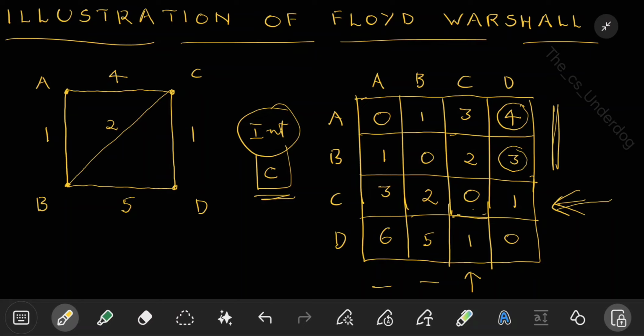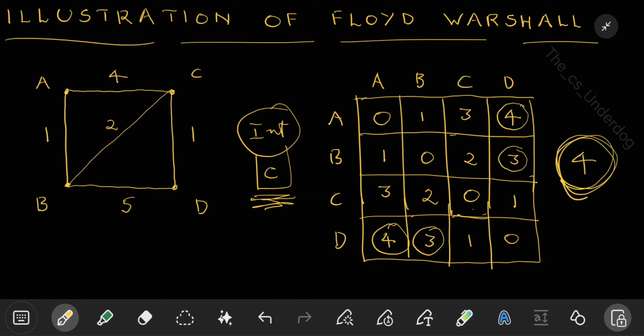These two are same as DA and DB. Okay, it is an undirected graph, so I am directly putting the values 4 and 3 here. What you have to see here is that at the end of this iteration, considering intermediate vertex C, we have 4 more changes in our distance matrix.